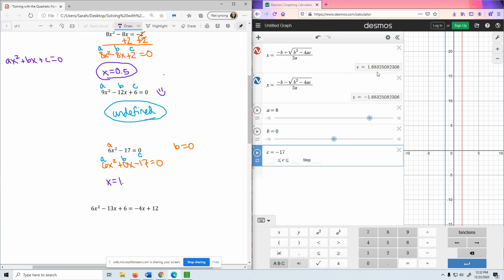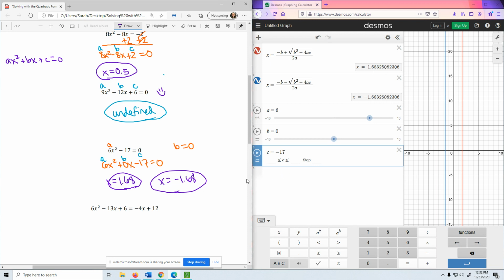So first solution is x equals 1.68. Oops, I kind of crossed out my x, but you get the idea. And then the second one is almost the same. Notice they're not quite identical. This one is just the negative version of the same number. So negative 1.68 is our other solution.